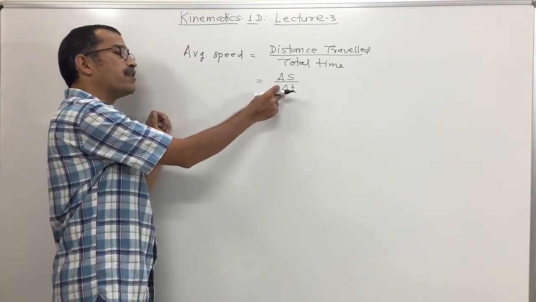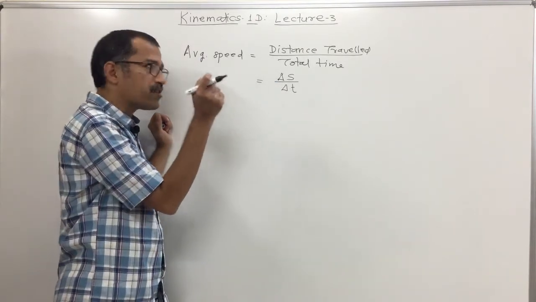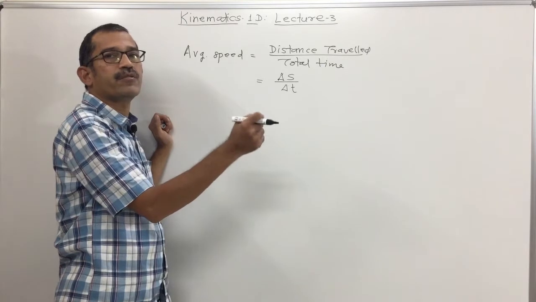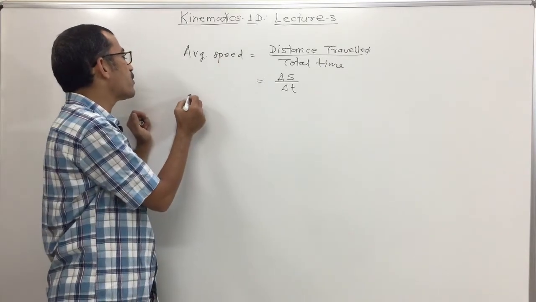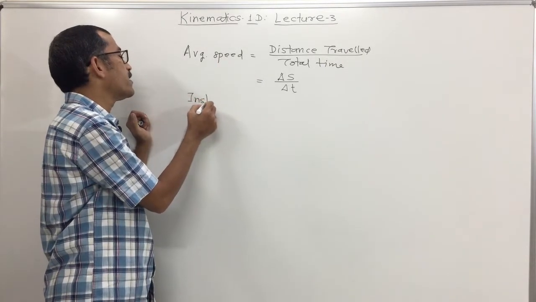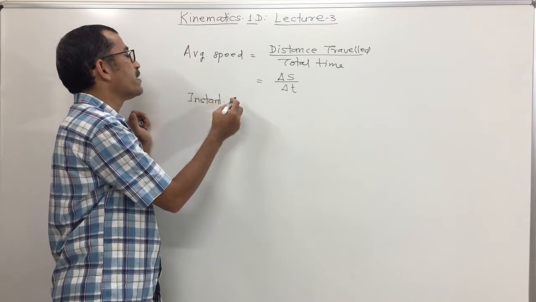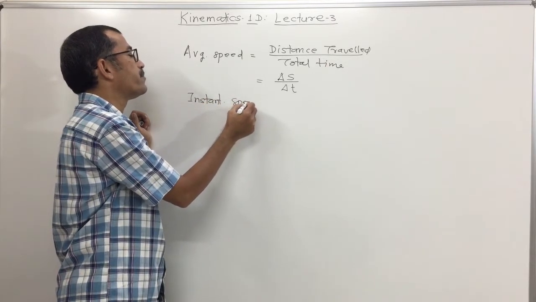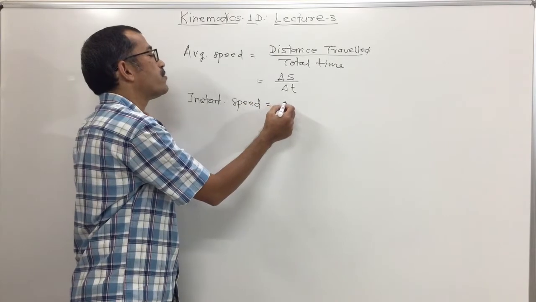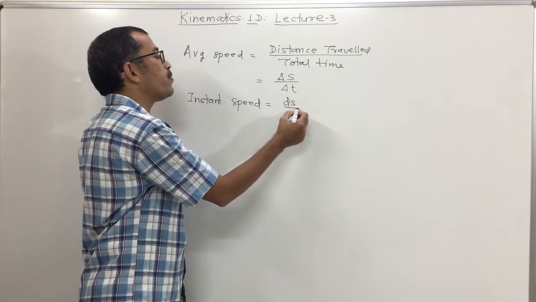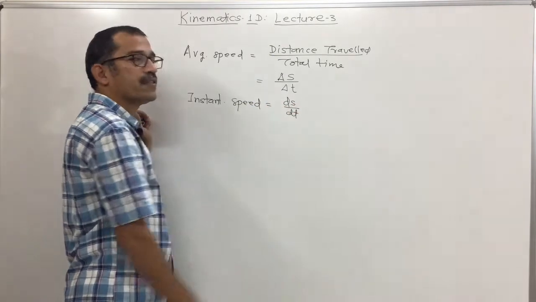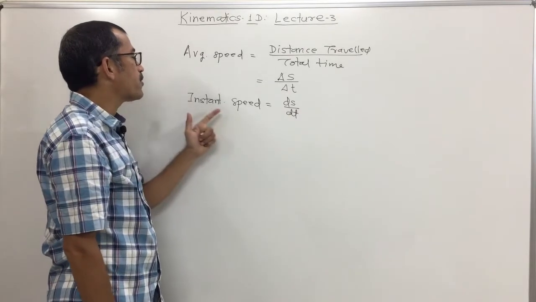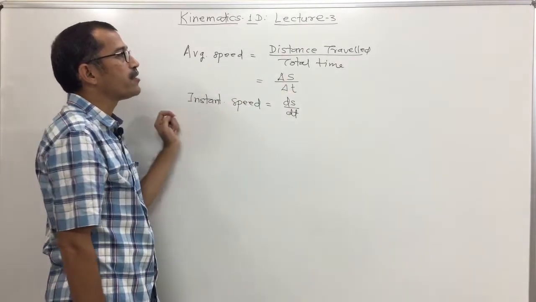When this time interval delta T becomes very small, that means if delta T tends to 0, then the speed we get here is instantaneous speed, and this is written as ds upon dt. This is for speed. Same thing is for velocity.